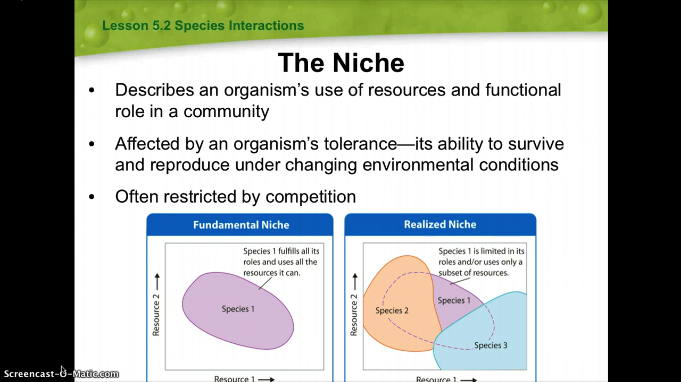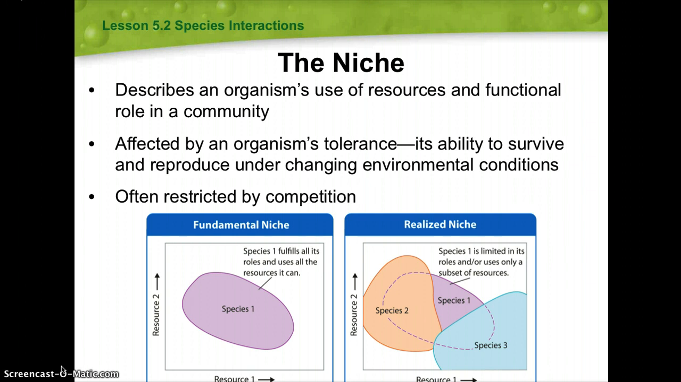But what really happens is what we see in the realized niche. In the realized niche, species 1 is limited in its role and uses only a subset of resources, because you have the interaction of not just one species, but many species. So you have species 1, species 2, and species 3, and all of those might be going after the same resource or two.